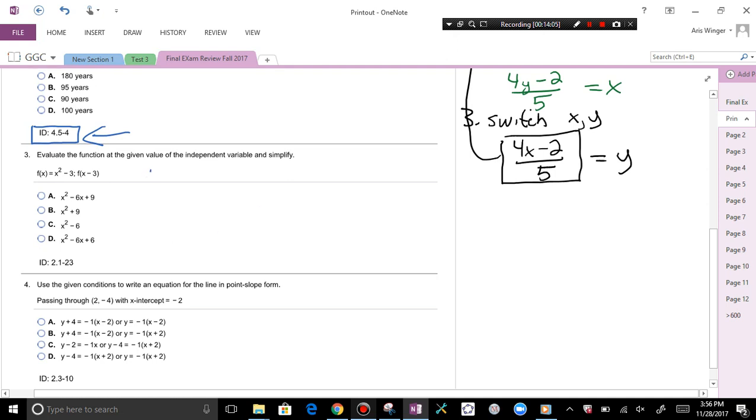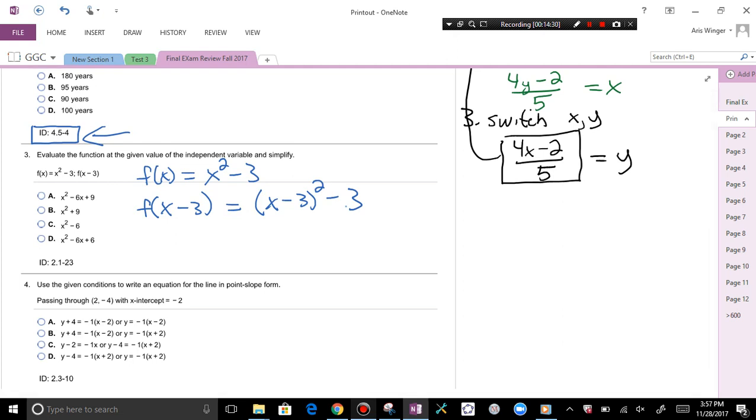Number 3, f of x is equal to x squared minus 3. They want to know what is f of x minus 3. That means you need to go in, wherever there's an x, you put x minus 3, and then they want you to simplify. We'll FOIL this out, simplify, and get one of these choices.